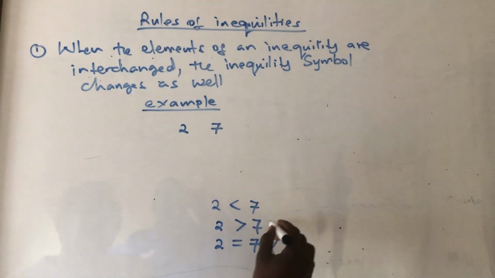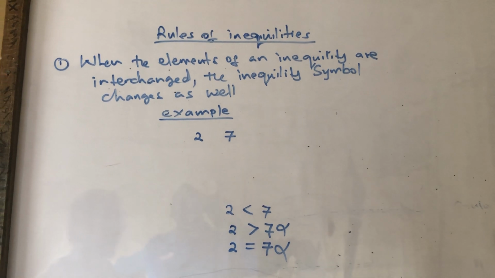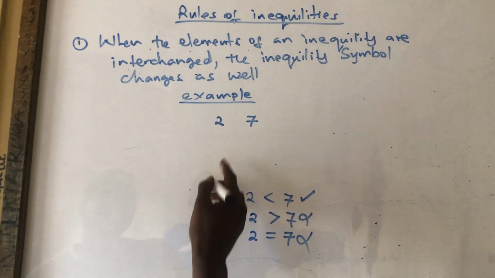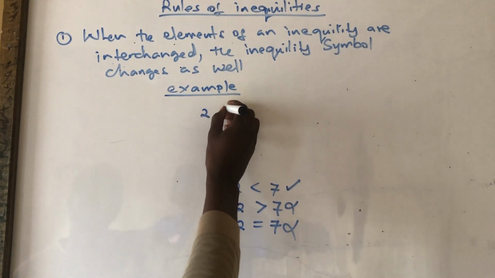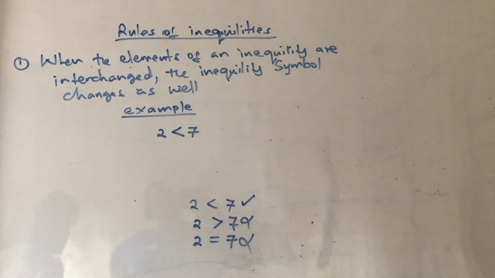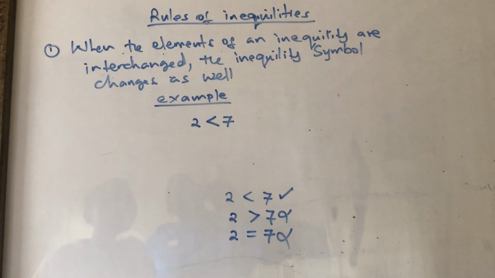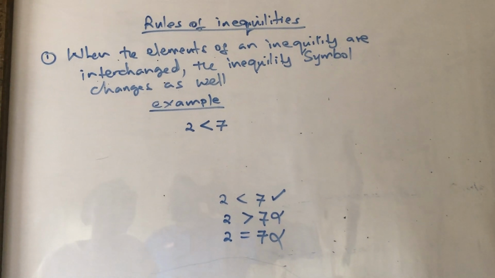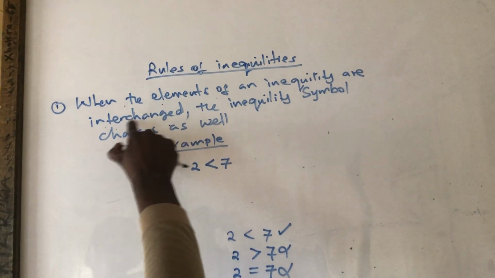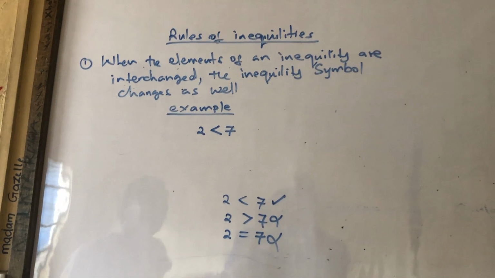This is again automatically wrong, because 2 will never be greater than 7, which means the correct inequality symbol here should be 2 is less than 7. Now, what does the rule tell us? The rule states that when the elements of an inequality are interchanged, the inequality symbol should change as well.